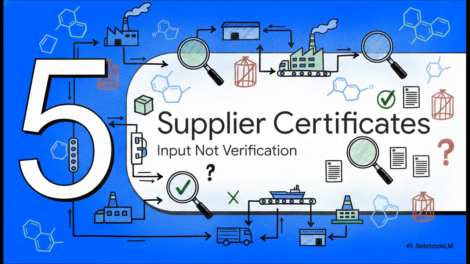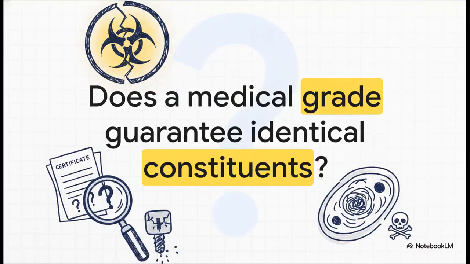Section 5. Appraising supplier certificates. Let's zoom out to the supply chain. This brings up a massive, massive risk in the industry. Does a medical-grade certificate guarantee your material is identical to the last batch? Blindly relying on a simple same-grade or medical-grade supplier claim is incredibly dangerous. A certificate is really just an input for you to rigorously appraise. It is absolutely not automatic proof of biological safety.